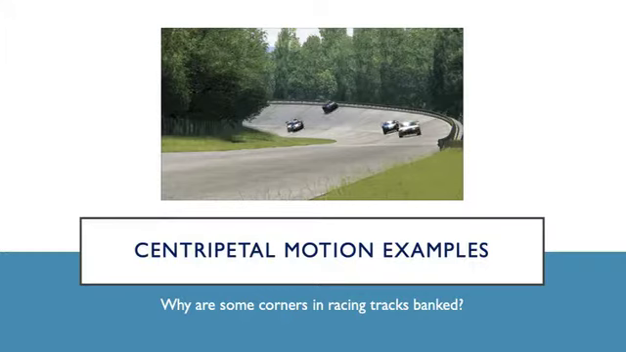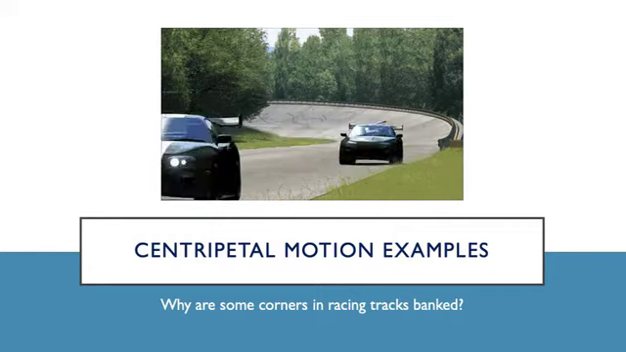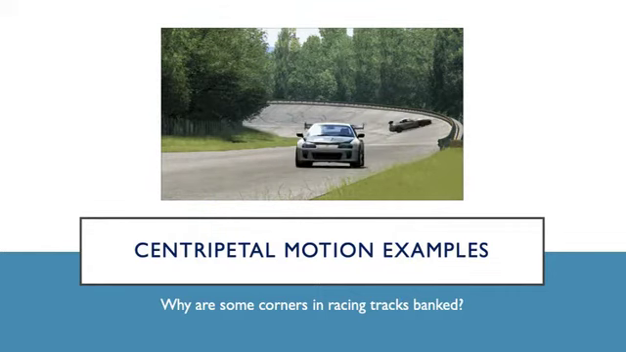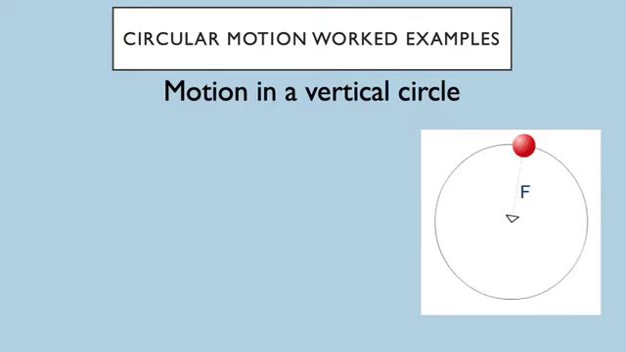Today we're going to be looking at some circular motion examples. Okay, so today we're going to be looking at some centripetal forces and circular motion examples. And we're going to be looking at this question: why are some corners in racing tracks banked? So I'm going to just go through some different examples, and then I'm going to show you how to work it out, and then there'll be a problem that you can have maybe a go at doing as well.